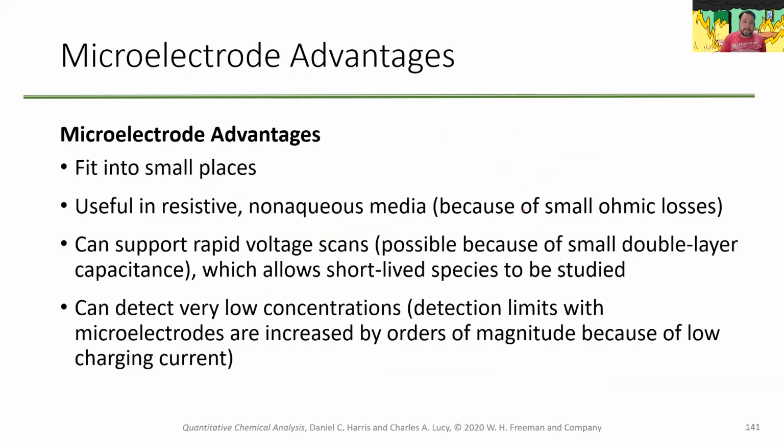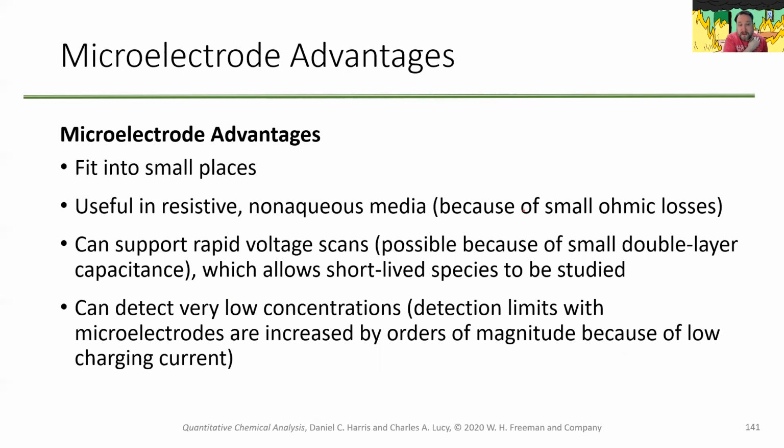So advantages: you can stick them into small places. They're useful in resistive non-aqueous media because you've got very small ohmic losses. You can do rapid voltage scans because you've got a very small double layer capacitance. So you can really crank that up and down fast, which, remember, if your current is proportional to a lot of things, one of those things it was proportional to was that sweep rate. And because you don't have a lot of capacitance, you can really switch that sweep rate up faster.